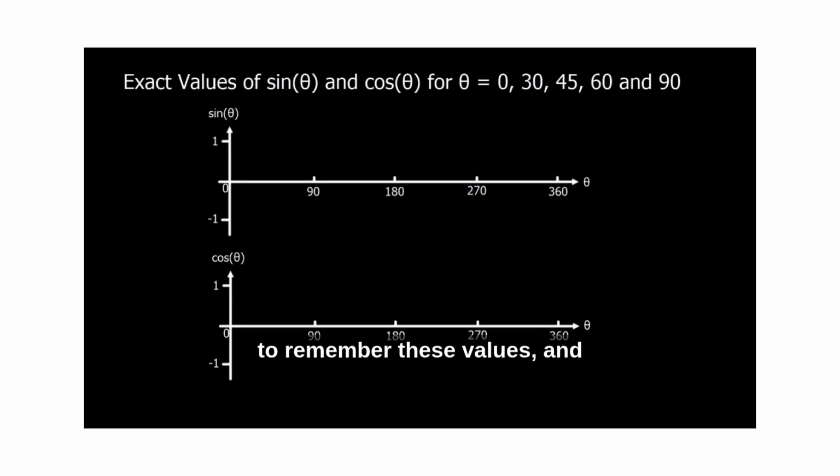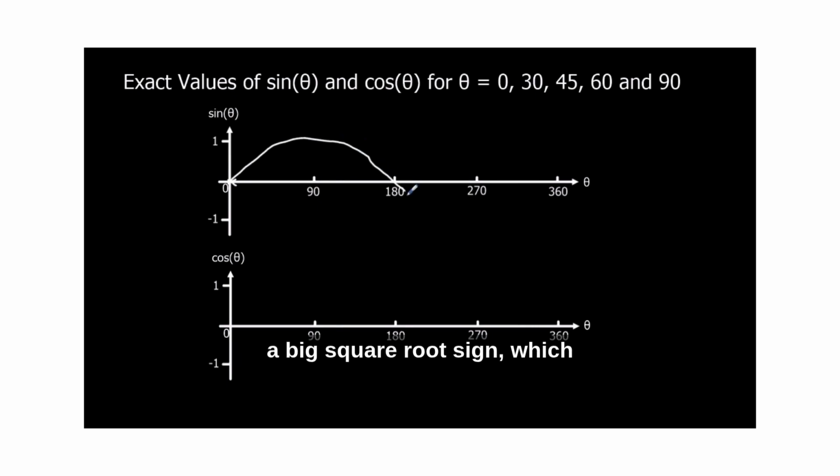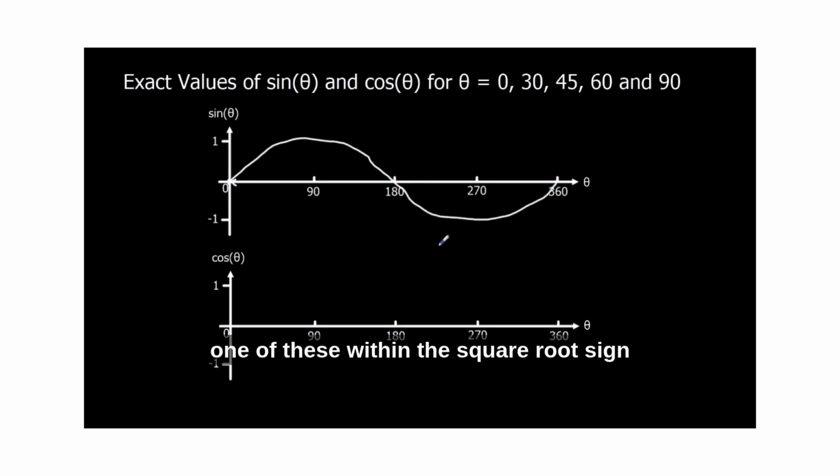So the sine graph first. It starts at 0, and what we do is we go up to 1, down to 0 at 180, at 270 we go to -1, and back up to 0 at 360. Not the perfect drawing, but it's a nice wave shape.